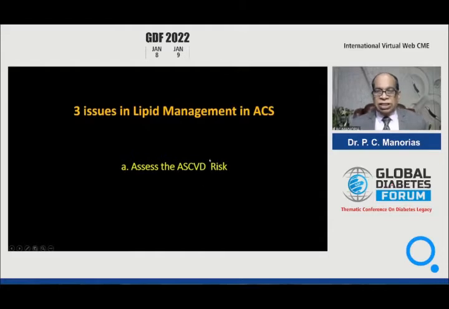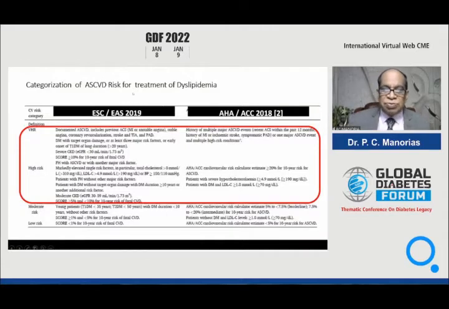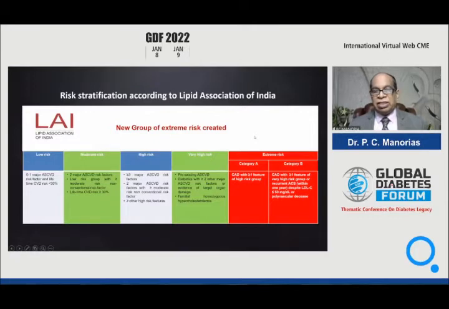So when we are treating these patients, particularly diabetics with ASCVD, there are 3 issues involved. We first try to assess the risk of the patient, and there is little difference between the various associations. If you look at the ESC risk classification, the very high risk is documented ASCVD, diabetes with target organ damage and multiple risk factors, severe CKD, FH with ASCVD, whereas AHA, ACC, history of multiple major ASCVD events, or one major ASCVD event with multiple. But the lipid association has created a new group of extreme risk, category A, category B.